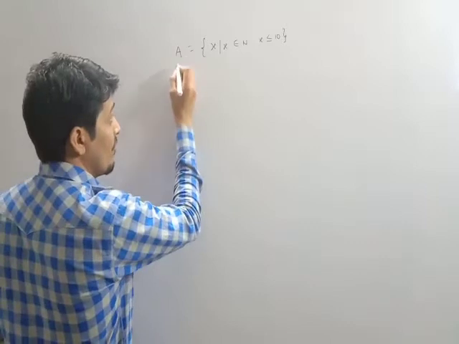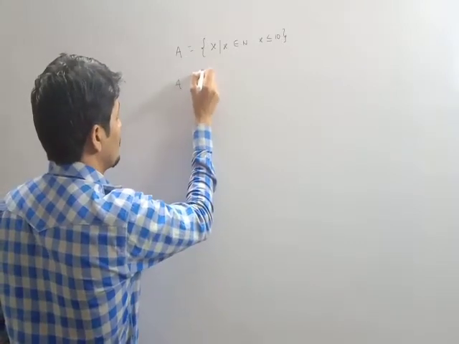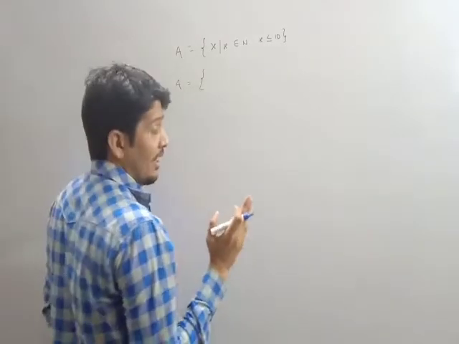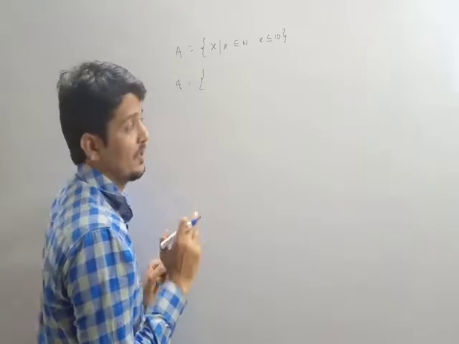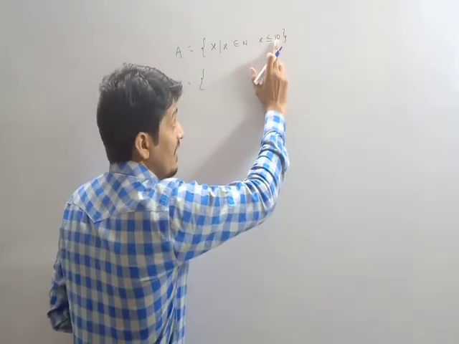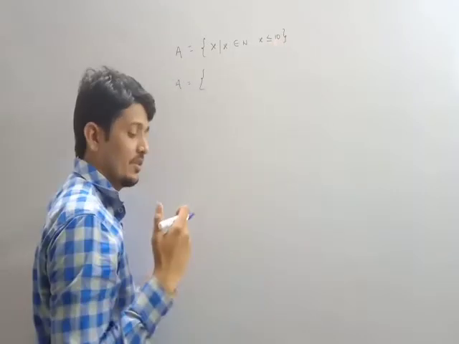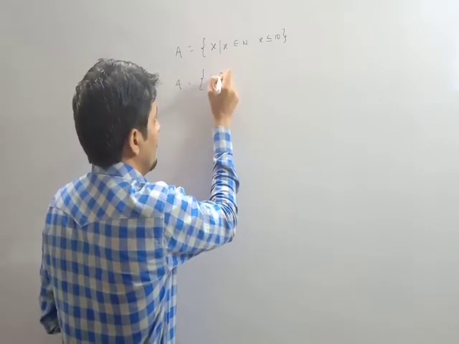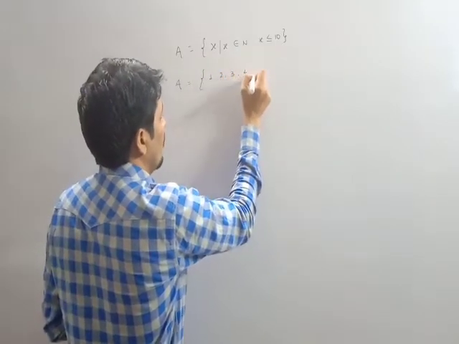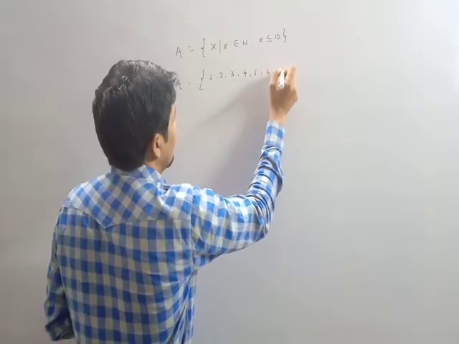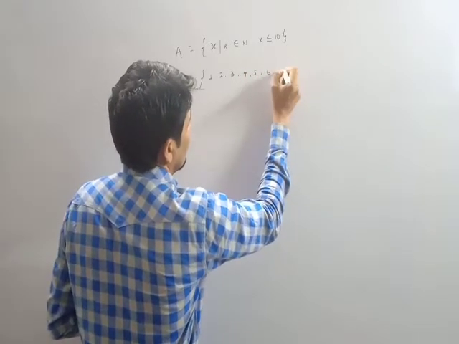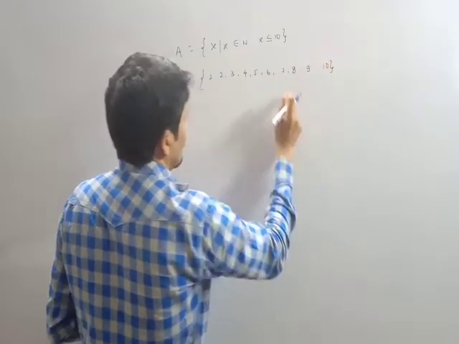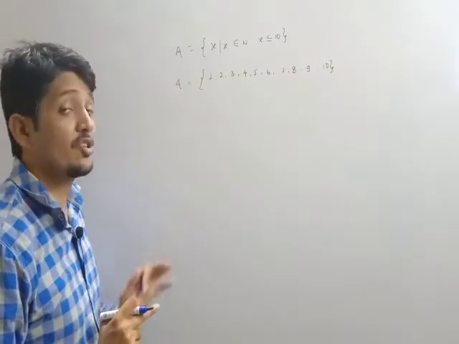So in roster form we can write A equals to, inside the set, see, natural numbers start from 1, 2, 3, 4, all the counting numbers, but the number must be less than or equal to 10. That means the numbers will be 1, 2, 3 up to 10. So 1, 2, 3, 4, 5, 6, 7, 8, 9 and 10. So this is in the form of roster method.